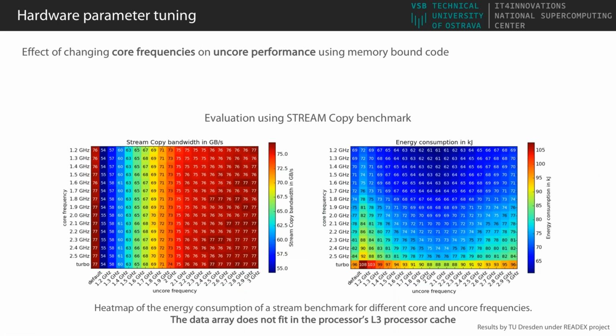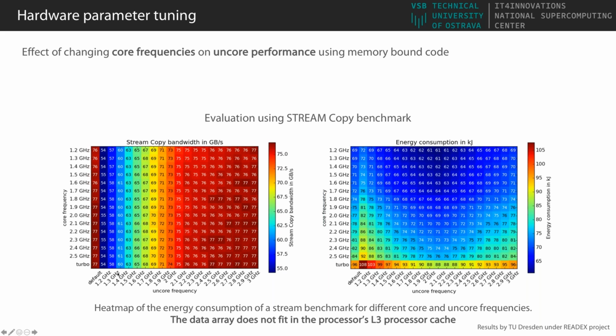If we take this a little bit further, this is again a stream benchmark, but right now this shows the results from both tuning the uncore as well as the core frequency. On the left, this is the performance, and you see that changing the core frequency does not affect the performance at all. Changing the core frequency from 1.2 on the default configuration to 2.5, which is the maximum frequency of this processor without the turbo, doesn't affect the bandwidth. The bandwidth is still 77 gigabytes per second.